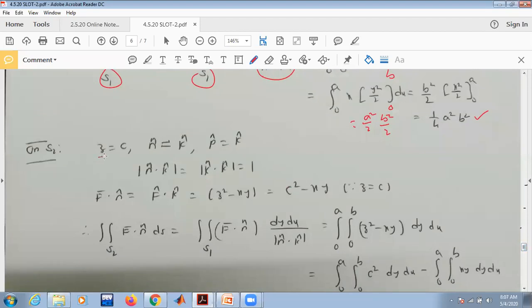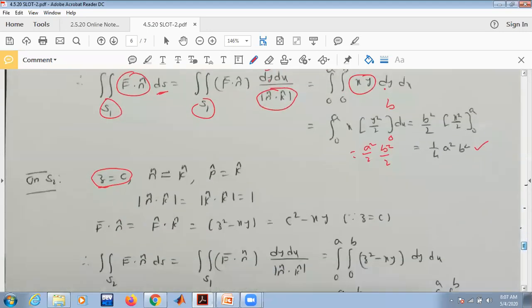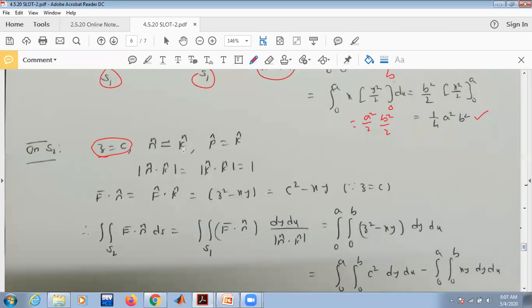Second integral is on S2. S2 is a plane parallel to S1. This plane equation is z equal to c. And what is the projection of S2 on xy plane? S1. So the outward normal vector is k bar, which is going away from the surface. So n bar is k bar. Therefore, modulus of n bar dot k bar is k bar dot k bar, which is 1. F bar dot n bar is f bar dot k bar, the third component of f bar, which is z square minus xy. Now, what is the z value on the surface? Z value on the surface is c. Therefore, I can substitute z with c. So this is c square minus xy.